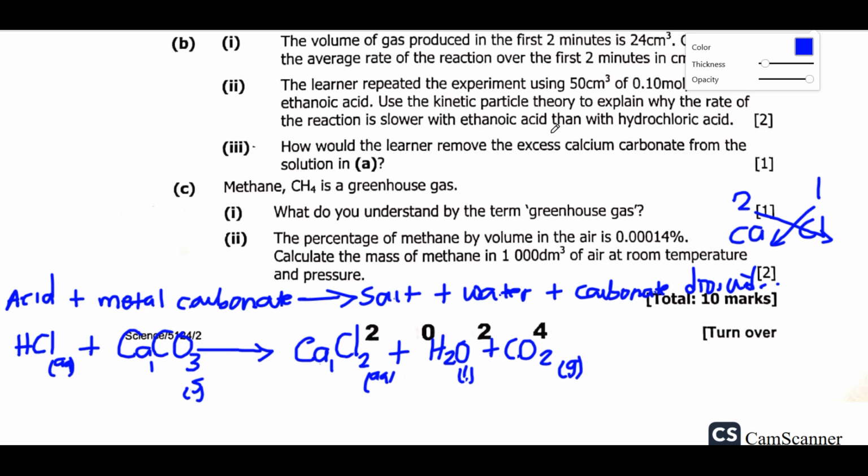Chlorine is not balanced, hydrogen is not balanced. So since we have 2 atoms of chlorine on the product sides and 2 atoms of hydrogen on the product sides, we are going to put a 2 in front of HCl. So as we can see, the equation is now balanced. So for the first part, this is the final answer.